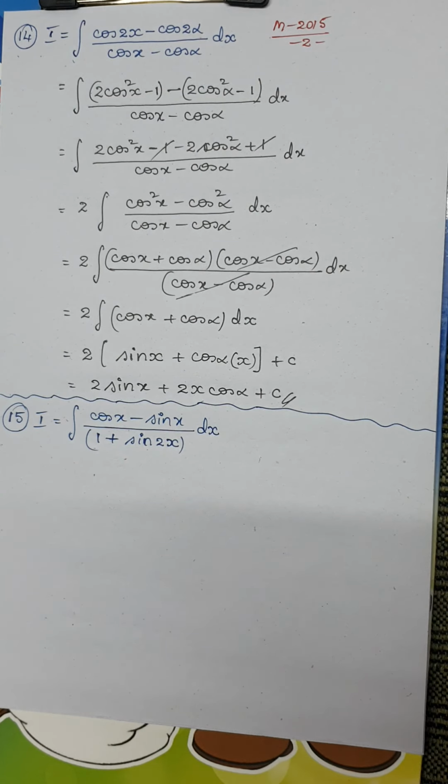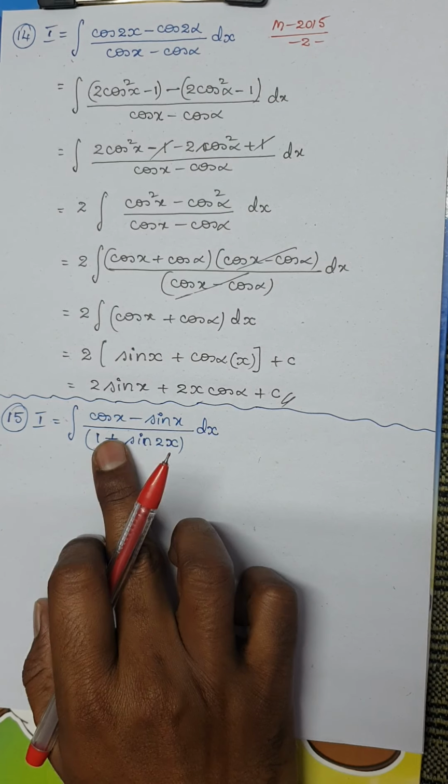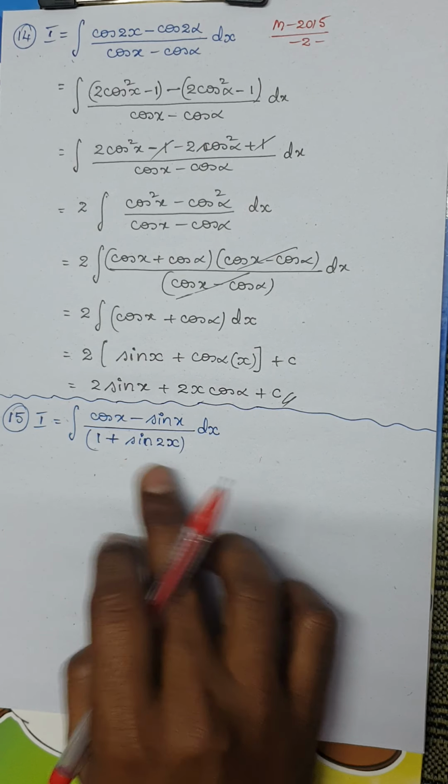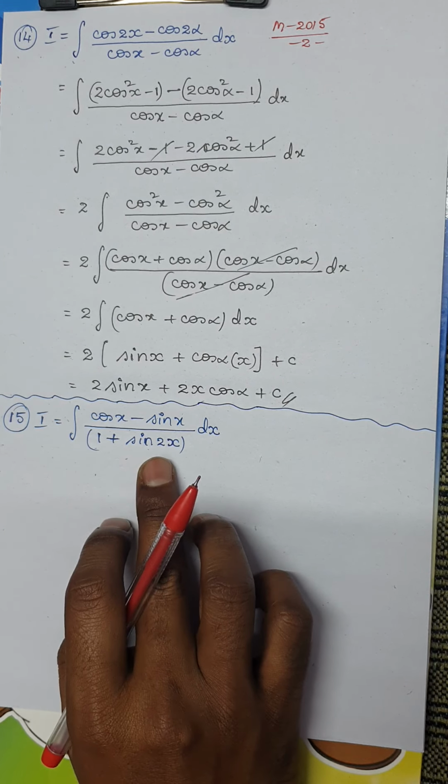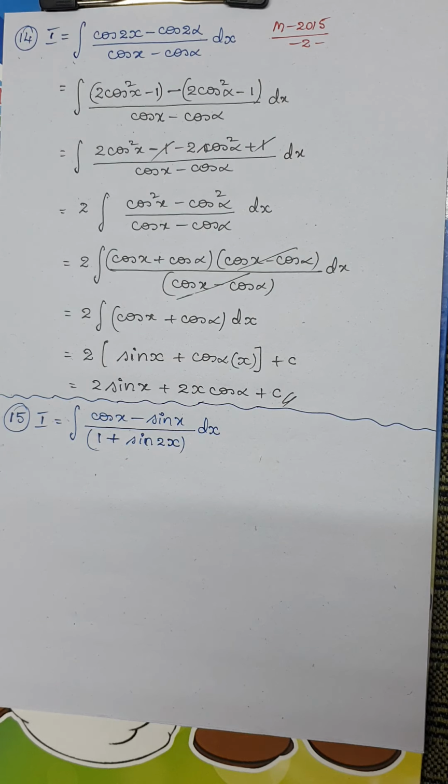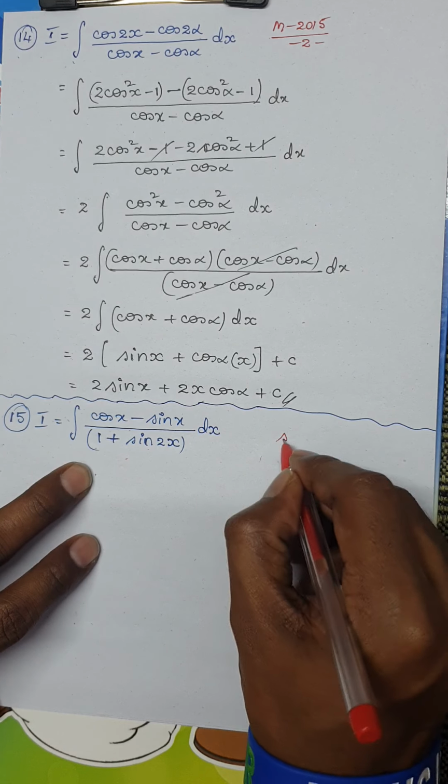The next integral we have is the integral of (cos x minus sin x) divided by (1 plus sin 2x) dx. Okay, now for this question I am going to make some arrangements. I am going to use these formulas.